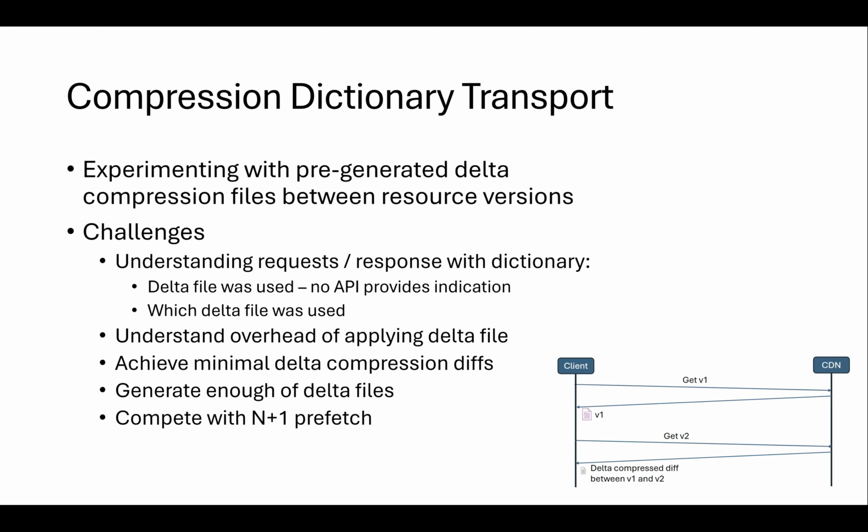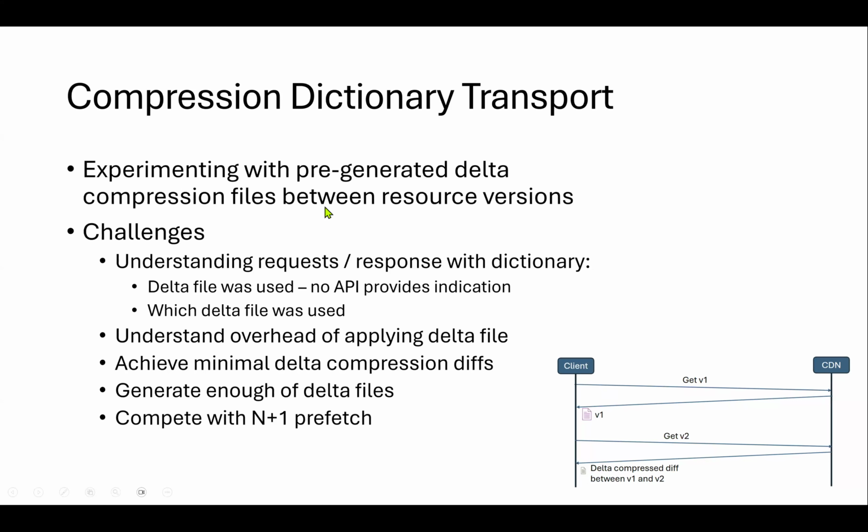There are some challenges with the current shape of the API. The first challenge is measuring metrics. Currently, the Resource Timing API, which is the API we use to track resources, does not give us any indication that a delta file was used when the response comes back.